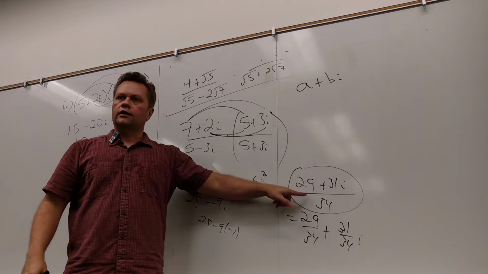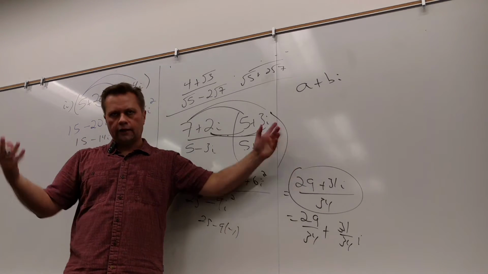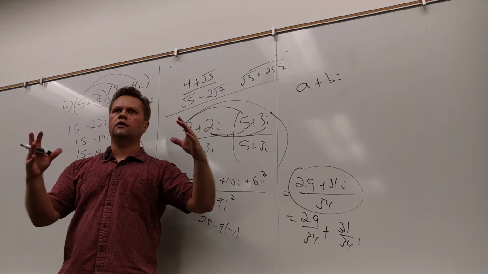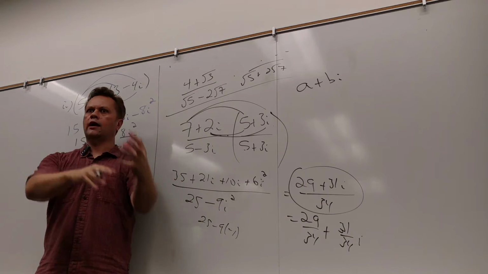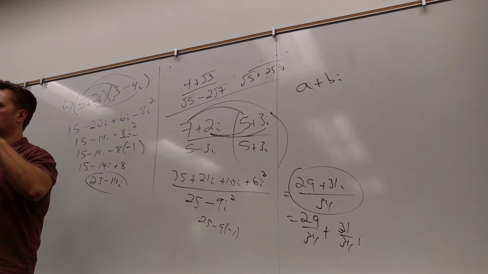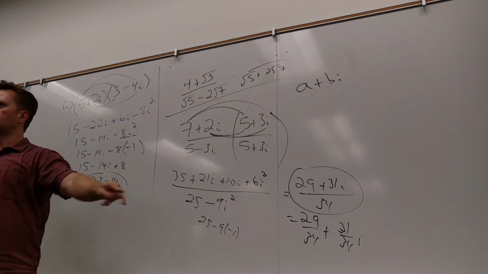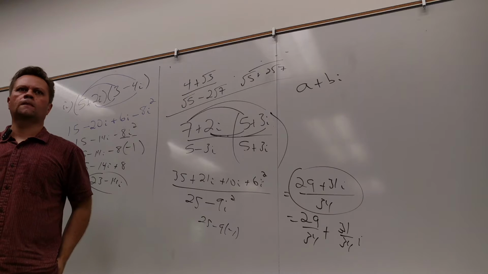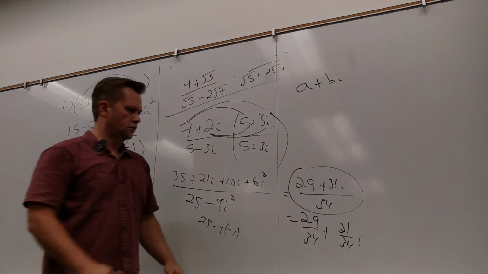If you don't go here, you're fine. You can leave it like this. This is technically the right answer, but this is in the form of a complex number. A plus bi. I can see the real part. I can see the imaginary part. You know you're wrong if you can't put it in that form. Is the i at the bottom or is it on the side? It's on the side. My bad.